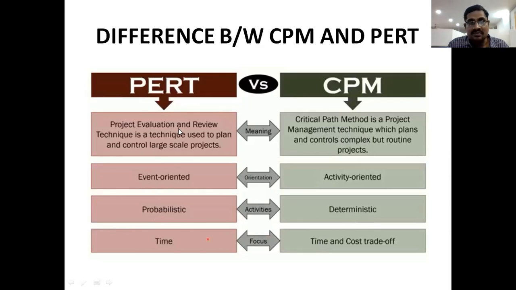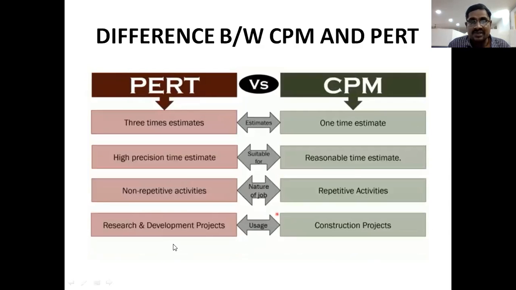But in PERT, all these things, activities, preceding activities, dependencies of activities, time, cost, are not determined exactly. These are only probability planning, probabilities of estimation, right? So in CPM, time and cost both we can estimate, but in PERT, we can only focus upon the estimation of the time for each and every activity.